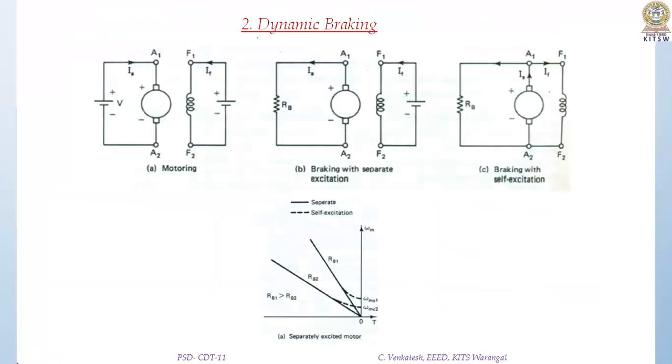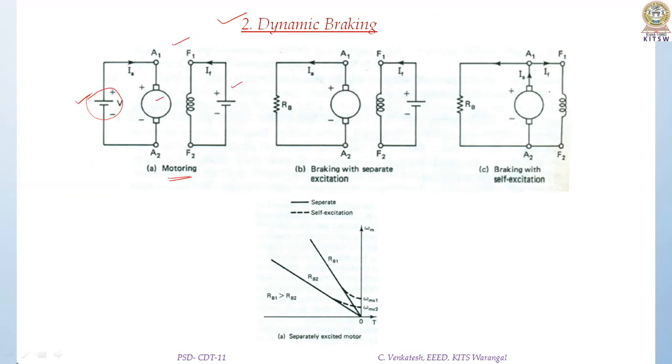So the second method is dynamic braking. In dynamic braking, the armature winding is connected to an external resistance. Let us see here. This is motoring operation: a separately excited DC motor, field winding connected to the supply, and armature winding connected to the DC voltage V. Now, if we remove this voltage and connect a resistance here, what happens? The back EMF in the motor will supply current to the external resistance, so the current direction is also reversed.